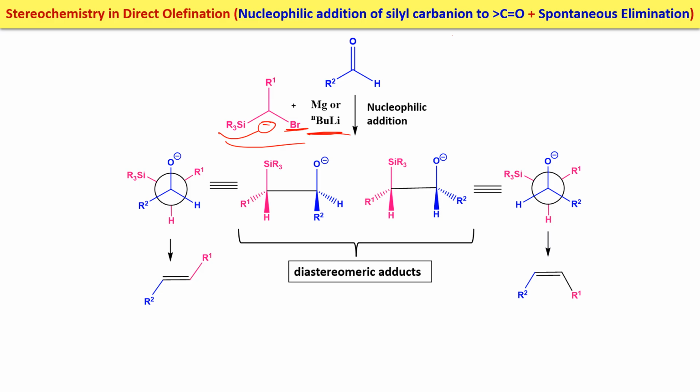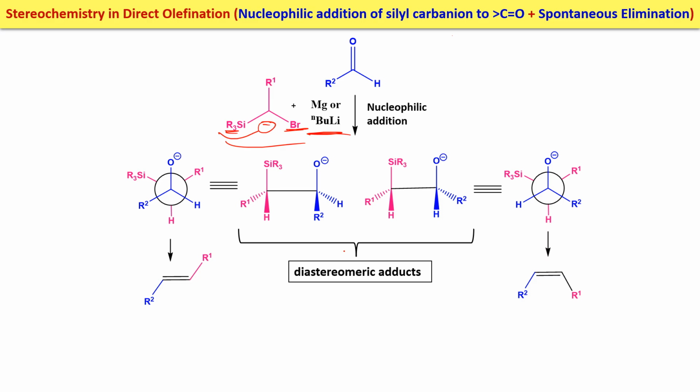So all the possibilities are there. Depending on the size of these groups, because we do not know what R1, R2 or R groups are. R3 means a total of 3 R groups attached to silicon. So depending on these groups, whether these diastereomeric adducts, one of these will be major or whatever will be the result, that depends. But ultimately we will get these diastereomeric adducts. So these are the two possibilities.